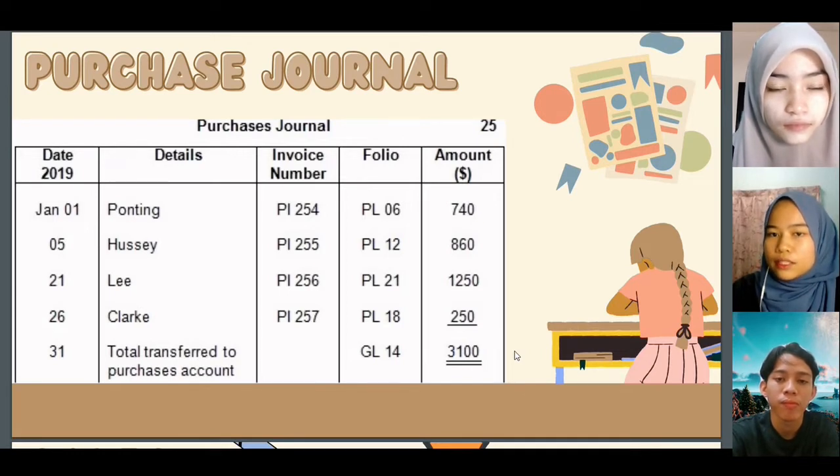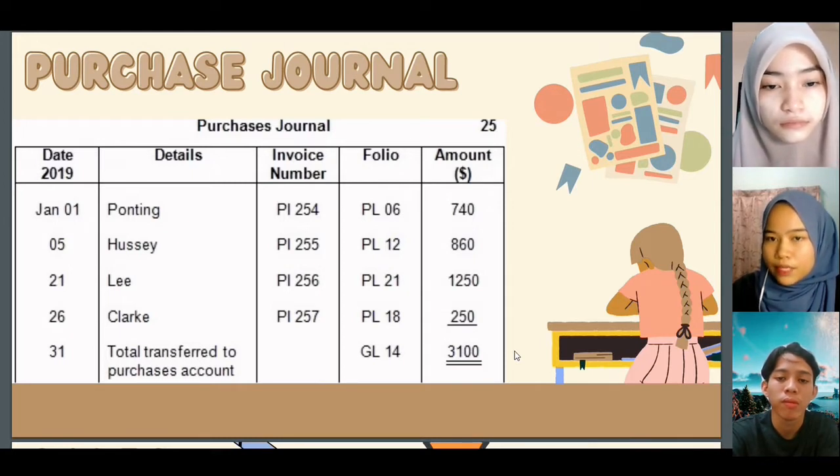a folio column to enter the name or file number where the purchases journal is placed, and the last column is the amount that is charged by the supplier to the business. At the end of the month, the business will know the total credit purchases made in that month.